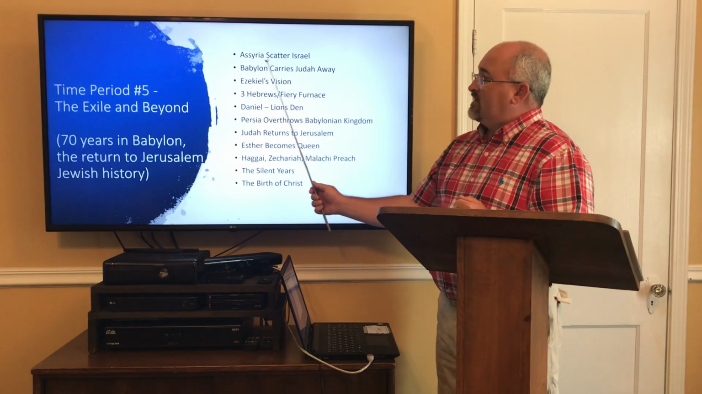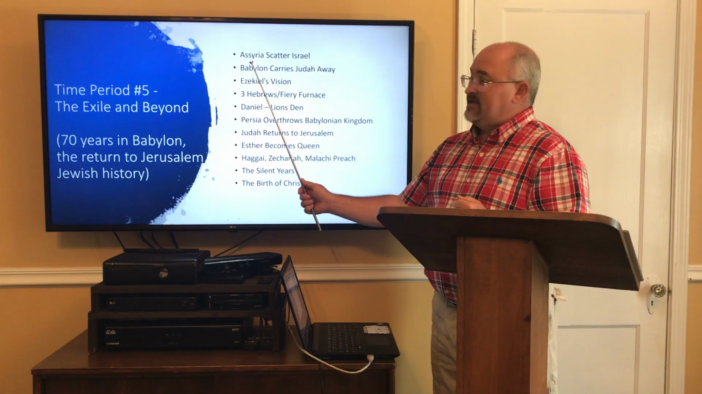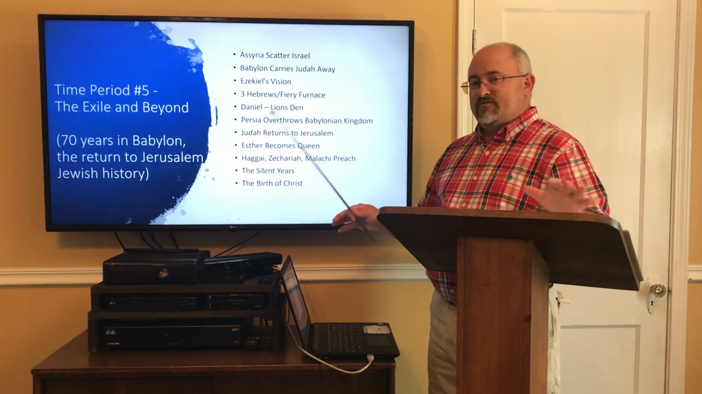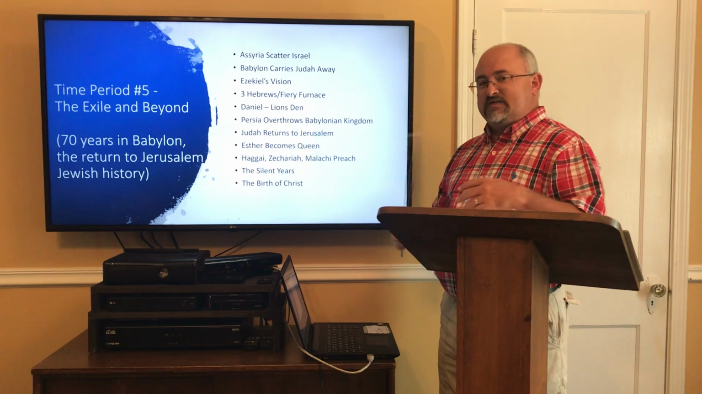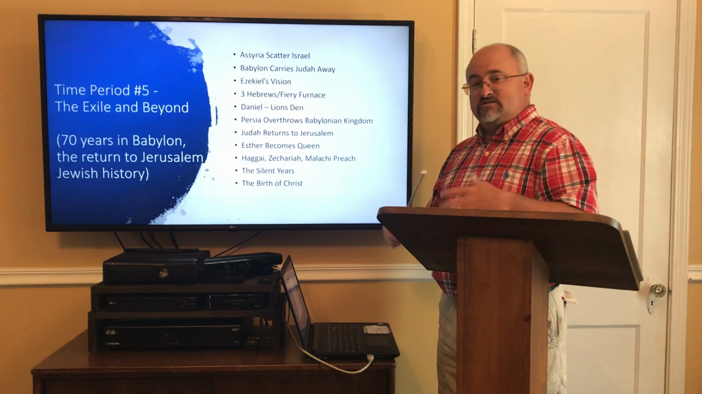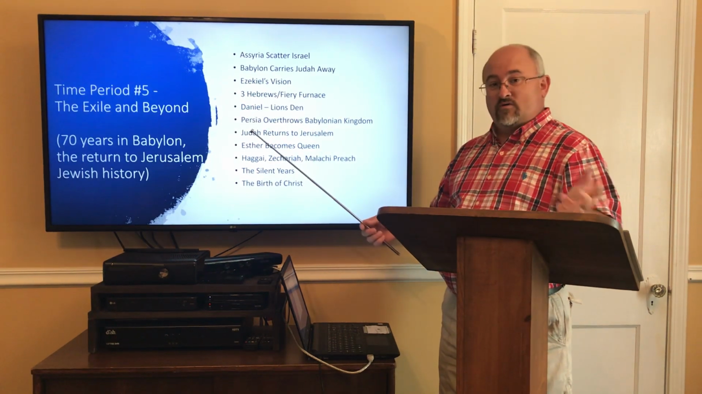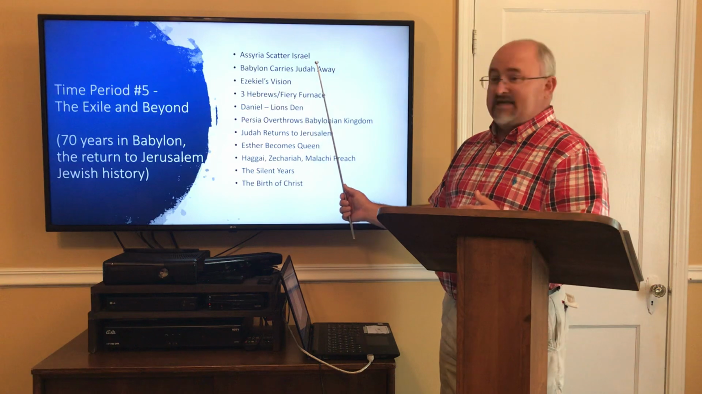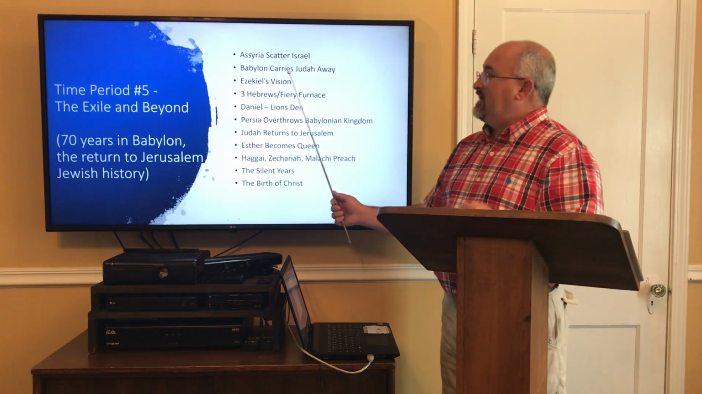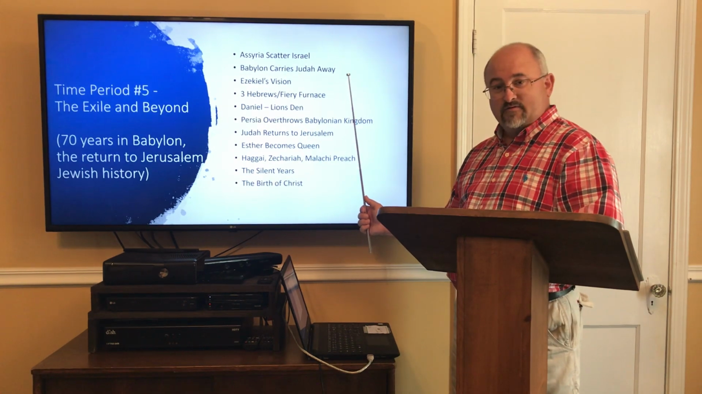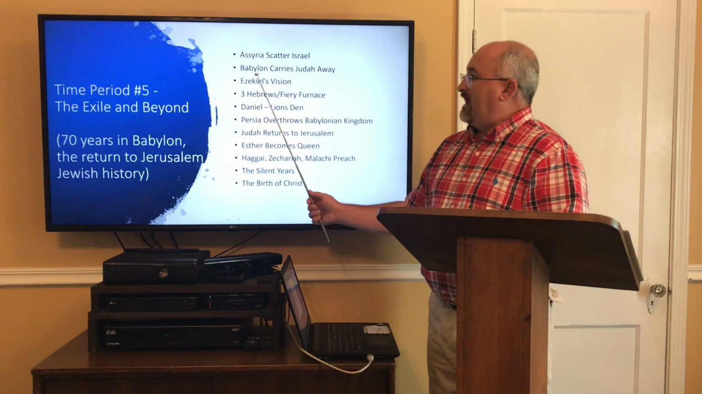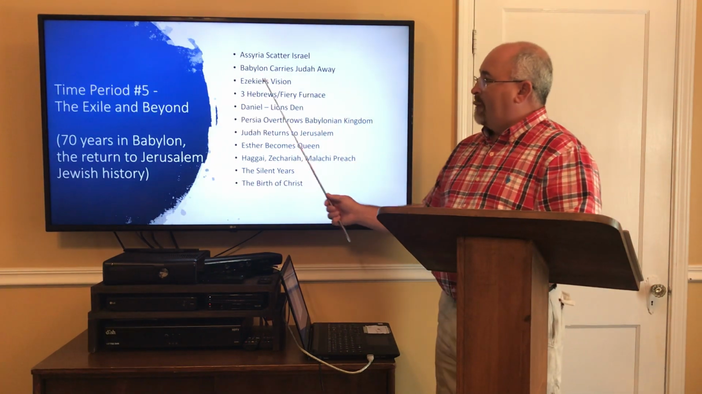First of all, Israel gets scattered by the Assyrians. Now, Israel wasn't taken captive. They were scattered all over the face of the earth. The Assyrians came in and took over the northern 10 tribes. They took the people, they sold them into slavery all over the world. So the Assyrians scattered Israel, the northern 10 tribes. Babylon carries Judah away captive. Judah is the southern 2 tribes, Judah and Benjamin. They are carried captive to Babylon.